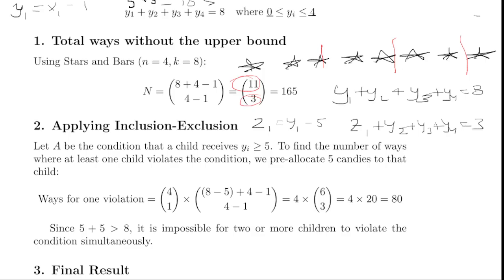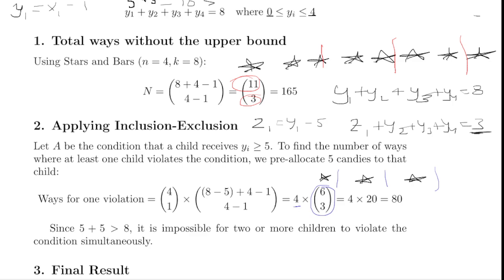And for this, we still use the stars and bars method. Well, there's going to be 3 stars. And now there are 4 variables, so we have to put 3 bars, wherever the bars go. So in total, there's going to be 6 spots for the 3 bars. That's why we have 6 choose 3.